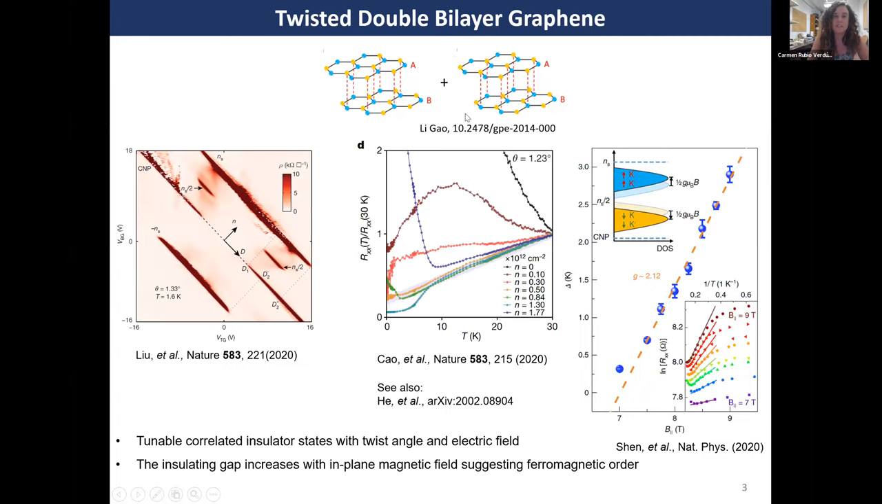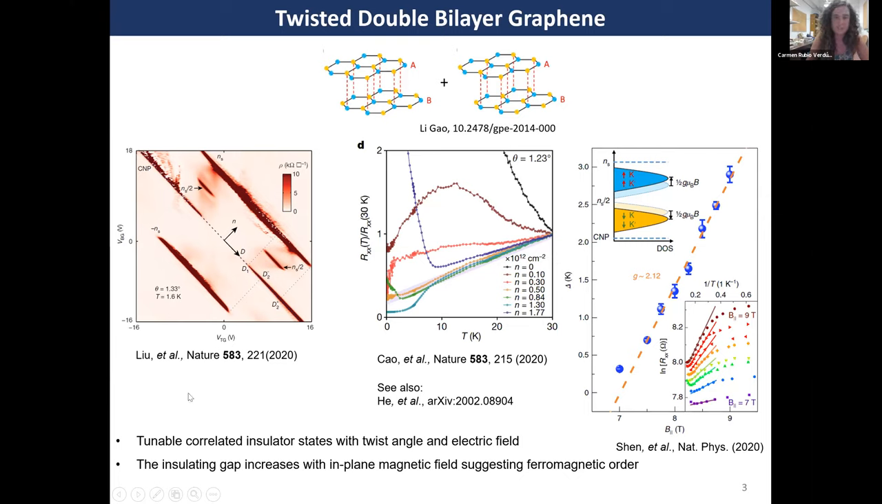And this year, there were a number of transport experiments that showed that in this system, correlated insulating states also emerge. And in this case, you can tune them on and off with the displacement field. And also what they observe is that the insulating gap that emerges is dependent on the magnetic field. They see the opening of the gap with an increased magnetic field, which points towards ferromagnetic order or spin polarization in the system.